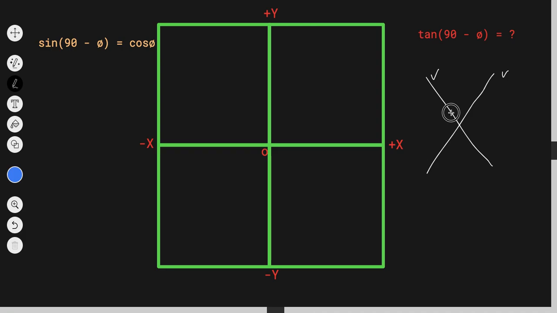The first angle is this one, and the second angle we have is this one. The third angle is this one, and the fourth angle is this one. But are these the only angles that have been formed here? No. Why? Because we can arbitrarily have many different angles.